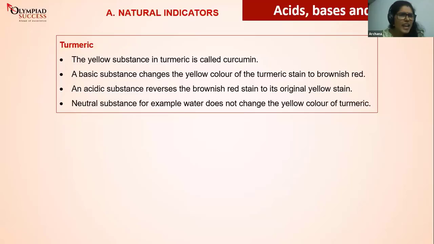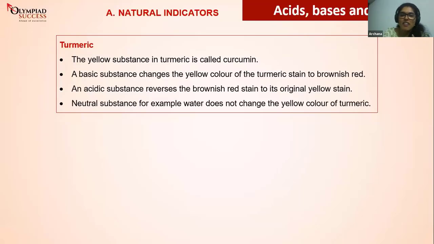So give me examples of substances which will not change the color of turmeric. Give me some examples of neutral substances. I just told you what the neutral substances are. Water, yes. Salt, yeah. Anything else? What about sugar? Would it change the color of turmeric? Sugar also is a neutral substance. It's a carbohydrate. It will not change the color. So that is an example of a neutral substance.